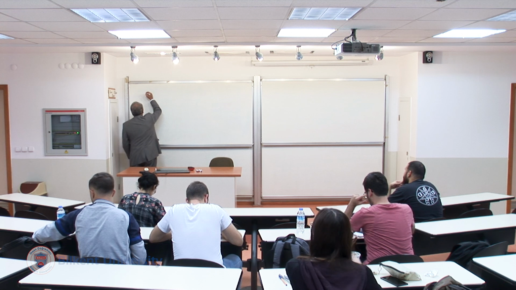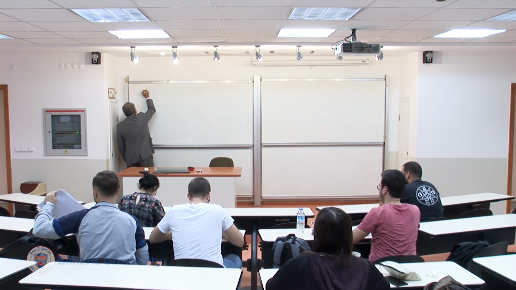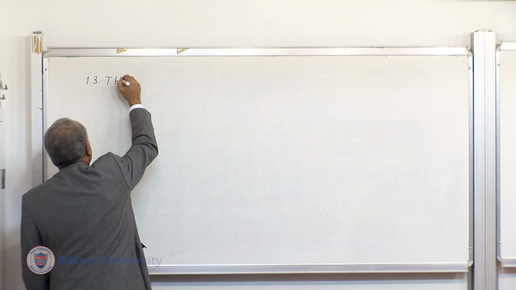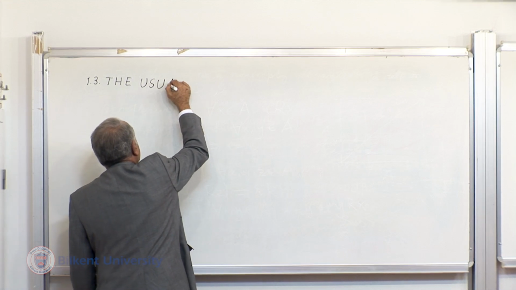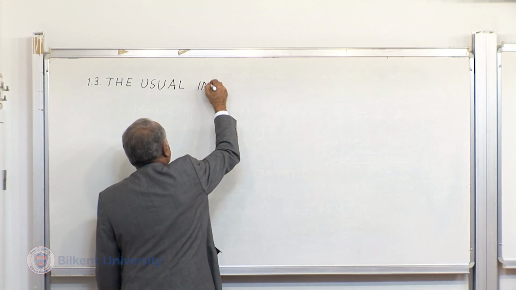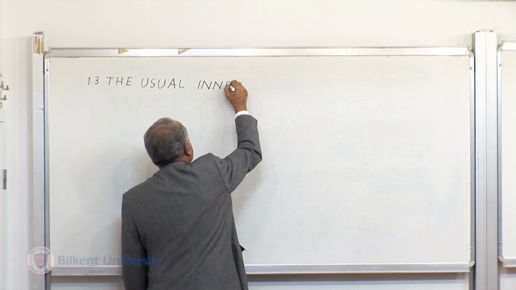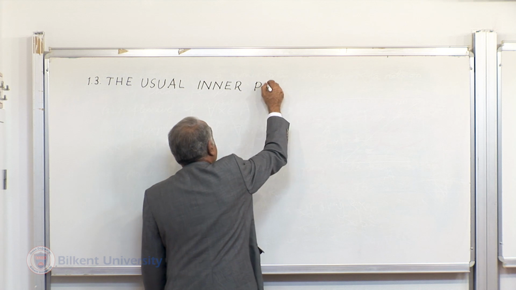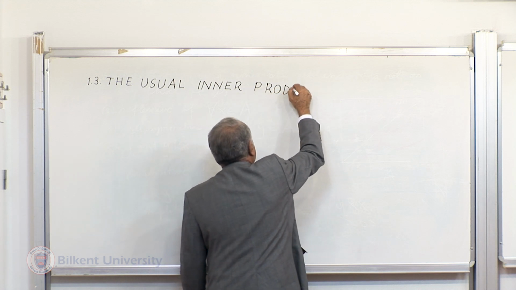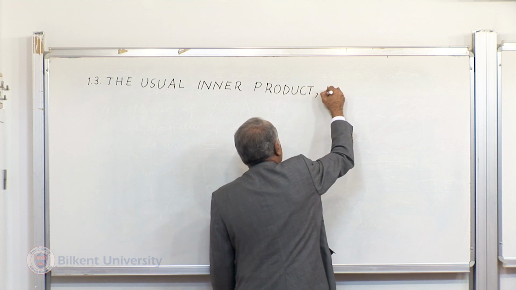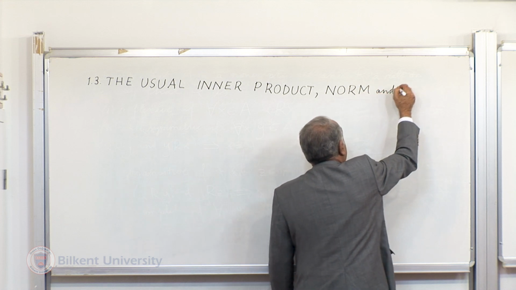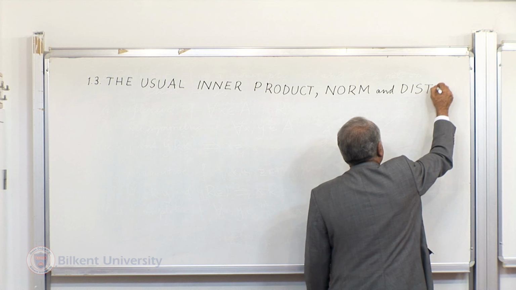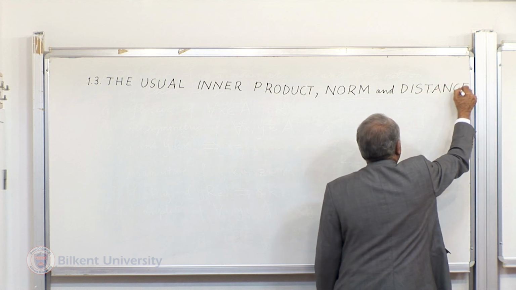Today we'll start with the third section. That will be the usual inner product, norm and distance in Rn.